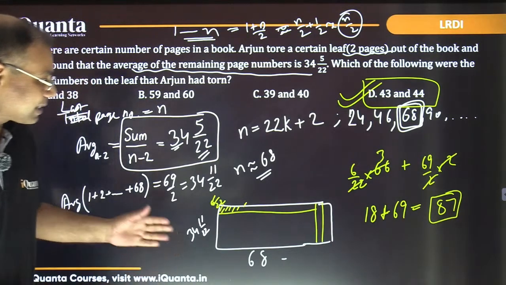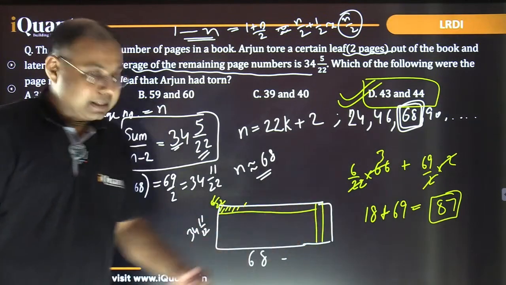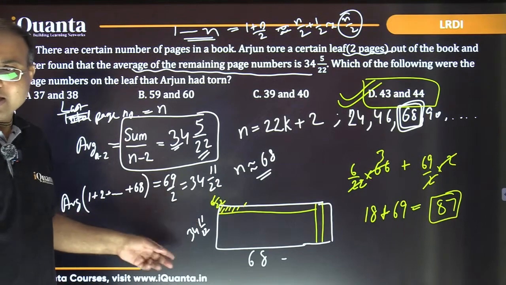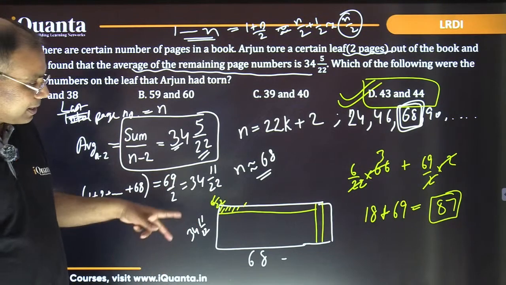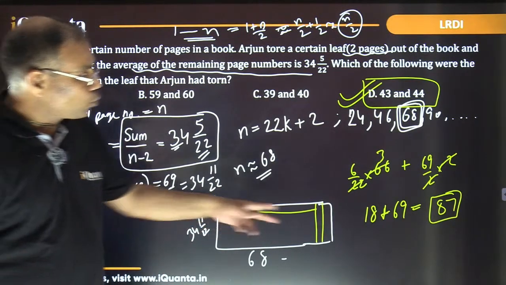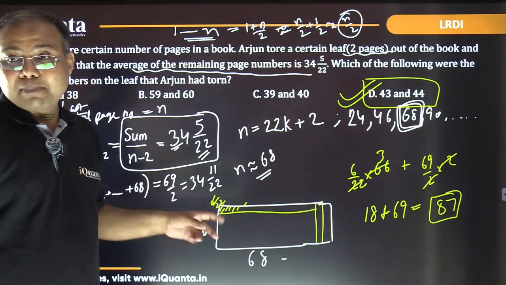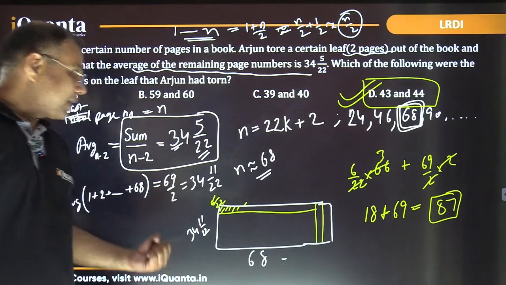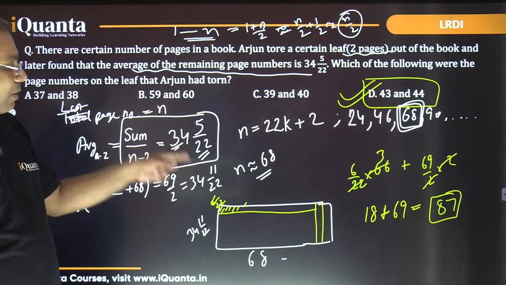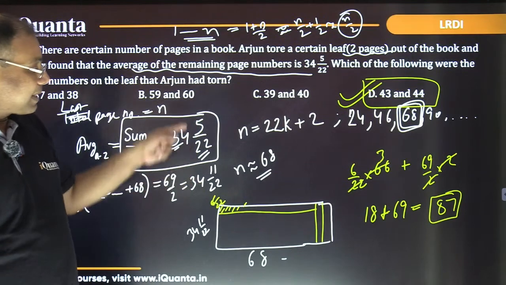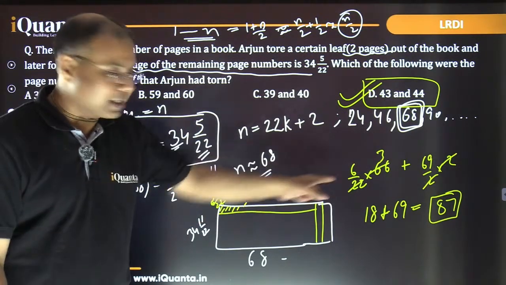Arey Ruvik, that is the simple average part, no? See, average is 34 and a half, right? 34 and a half, or 34 11 by 22. So what was happening is, when these two consecutive numbers are removed, the average is not the same, the average is decreasing. How much decreasing? So 34 11 by 22 is now decreasing to 34 5 by 22. That means 6 by 22 is being decreased.